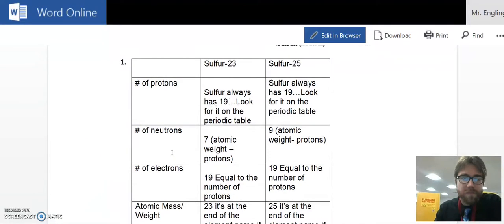For this example, remember the number after an element gives you the atomic mass. So 23 for sulfur 23 and 25 for sulfur 25. The number of protons, you'll have to look that up in the periodic table. In the periodic table, there's a 19 next to sulfur. So we know 19 is how many protons there are in sulfur. And even over here, there's 19 protons in sulfur.